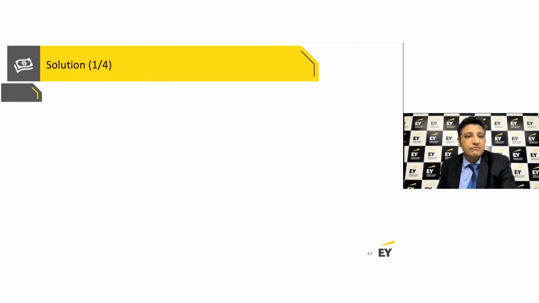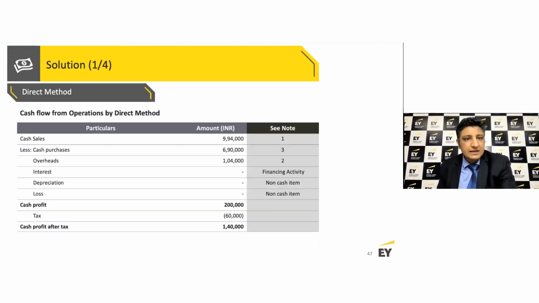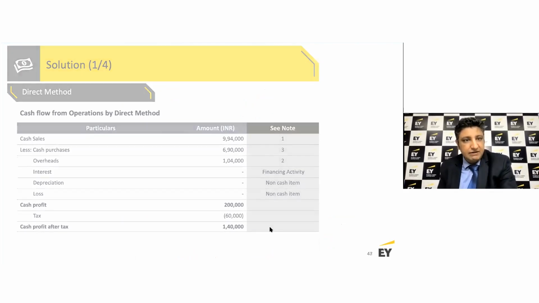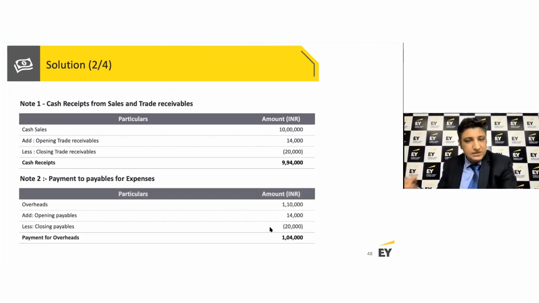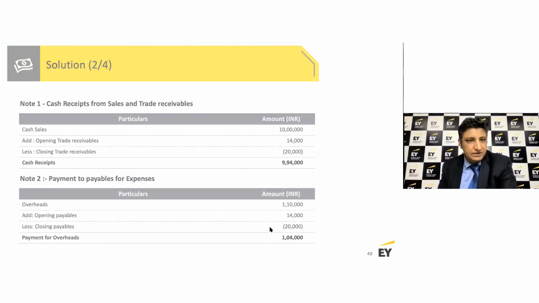In that context, let's have a look at the formal solution around this. It says that cash from operations, or cash flow from operating activities by the direct method, we had these numbers of 994 and then 690 and 104. And of course, the tax payments resulted in my final cash from operating activities as 1,40,000. These are all the workings that we have done, so they're all the same.